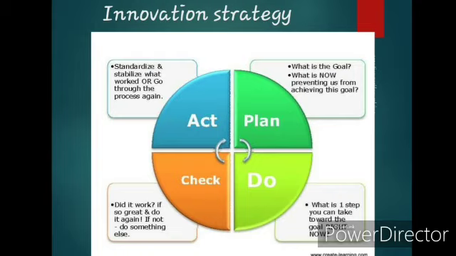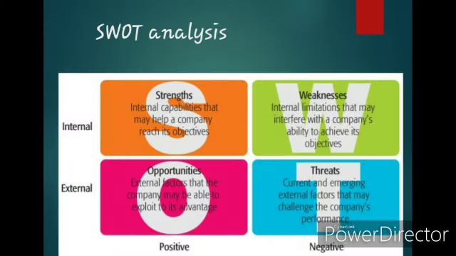And then last is SWOT analysis. S is strength, internal capabilities that may help a company reach its objective. W is weakness, internal limitations that may interfere with the company's ability to achieve its objective. O is opportunities, external factors that the company may be able to exploit to its advantage. And then T is threat, current and emerging external factors that may challenge the company's performance.